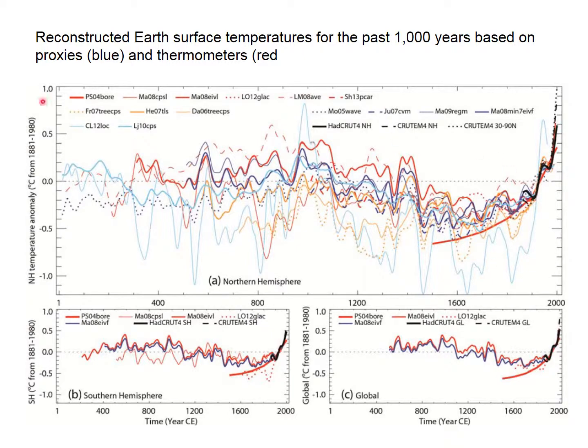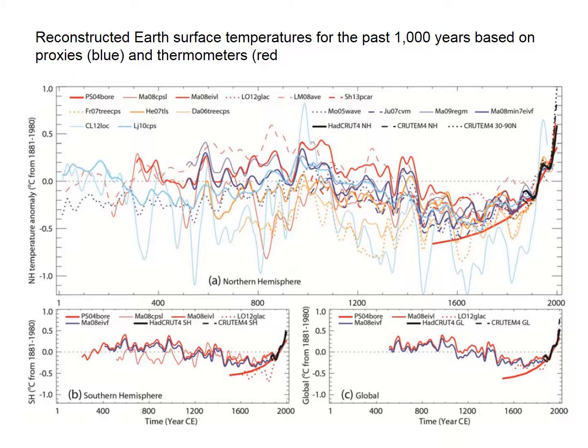Okay? And the top graph is trying to reconstruct the average northern hemisphere temperature. This graph down here is the average southern hemisphere temperature. And this is an attempt at reconstructing the global temperature. And you can see that not all of the proxy records agree, because they're not direct measurements of the global average temperature. They're a proxy measurement of maybe some local temperature.